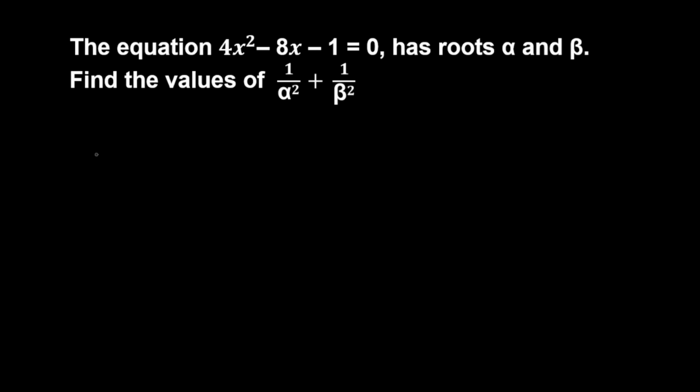This question reads: the equation 4x squared minus 8x minus 1 equals 0 has roots alpha and beta. Find the value of 1 over alpha squared plus 1 over beta squared.